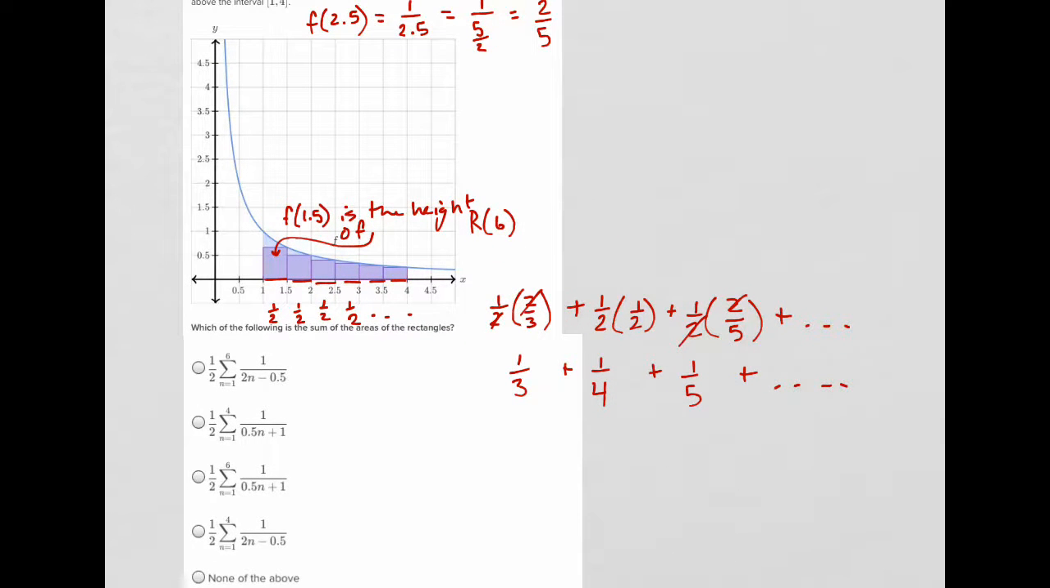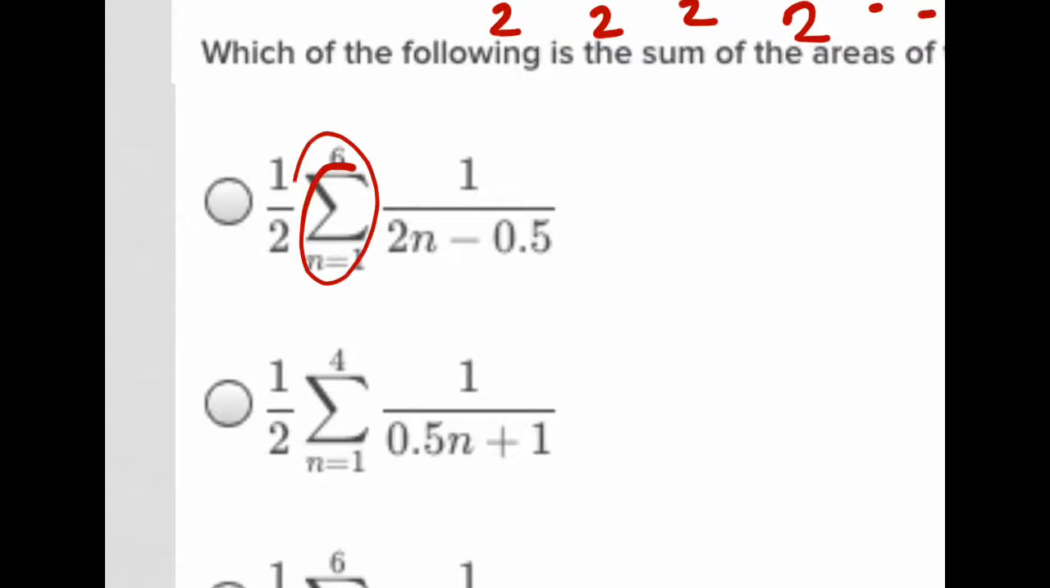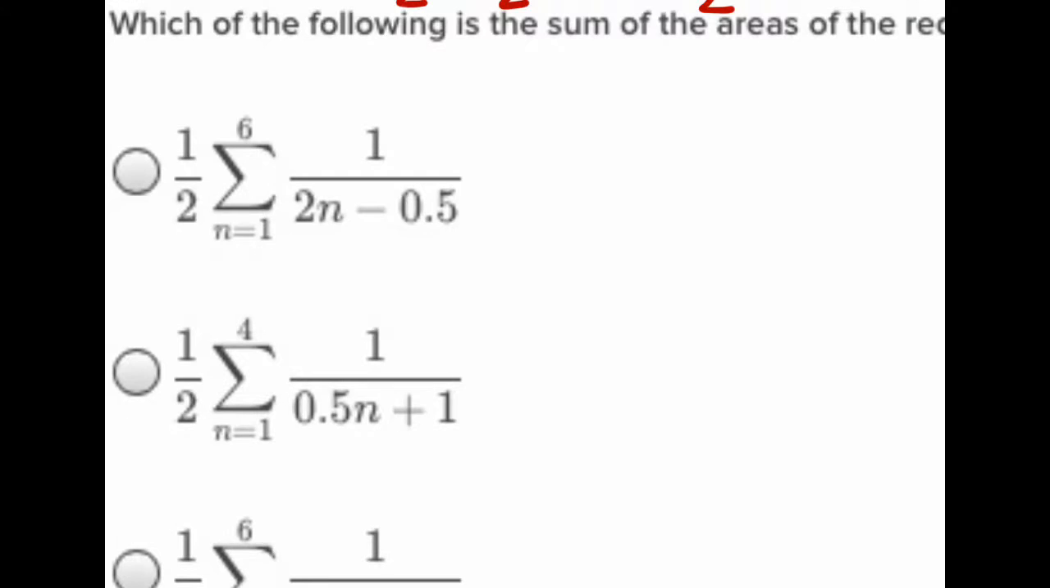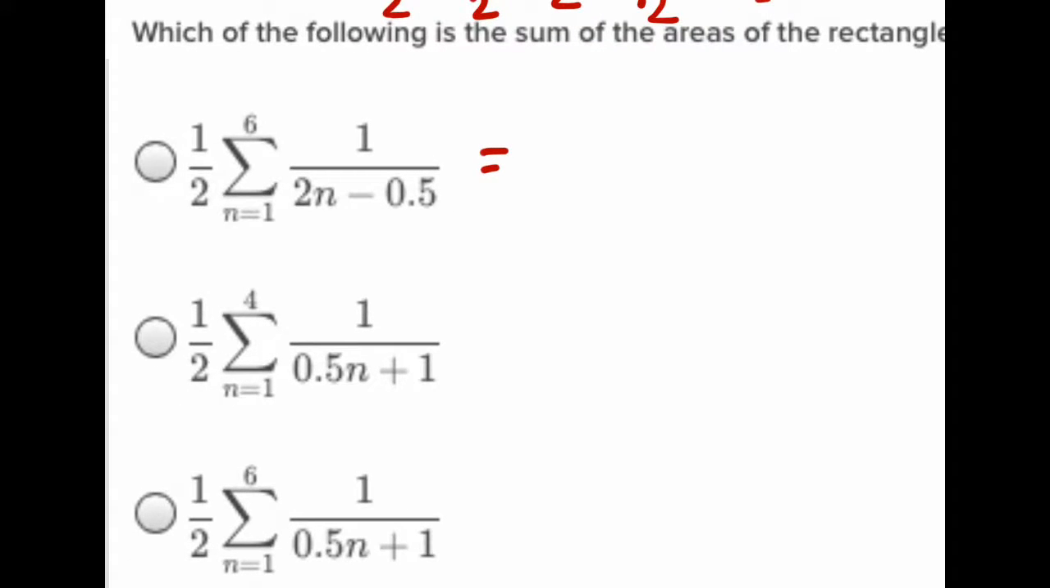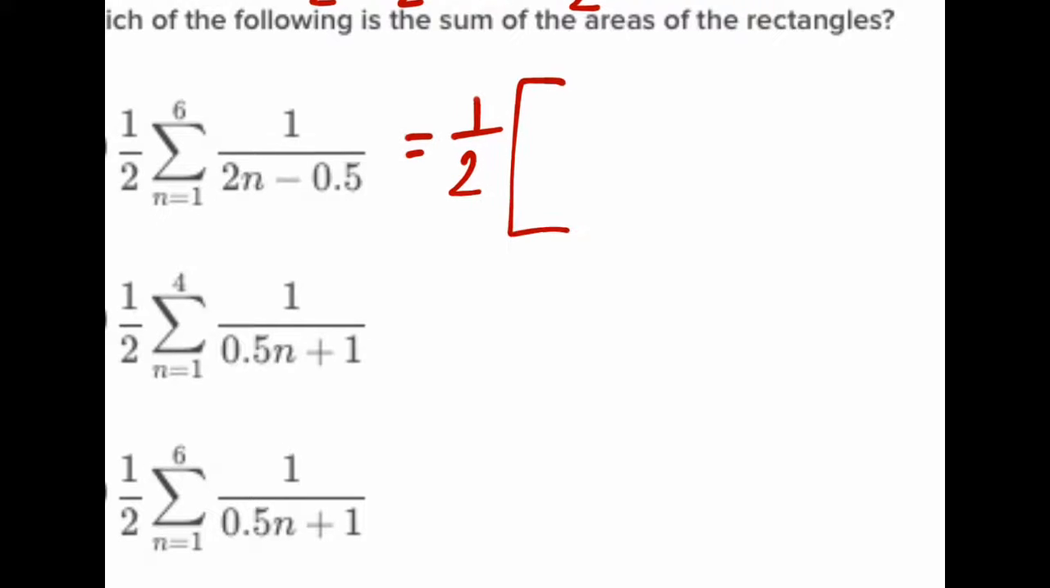Hopefully that's straightforward. Now we need to see what this means. Well, it just means we're going to do iterations. When you have sigma notation, this is a lot in one video. When you have sigma notation, it's just saying you're doing different iterations. So this one means the first time you evaluate, you're going to plug in 1 for n. So I would have the 1/2 out front. Actually, that'll be 1/2, and then I plug in stuff.